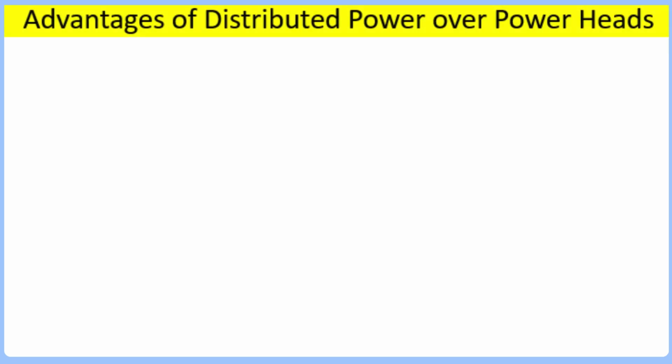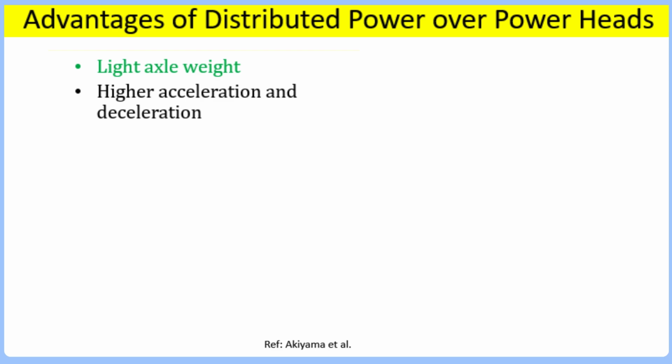There have been certain debates on the choice of the power head-based high-speed trains like the original TGVs or the distributed power-based rolling stocks like the Shinkansen. There are numerous advantages of distributed power rolling stock over concentrated power heads. They have smaller axle load. They have high acceleration and deceleration due to a large number of driving axles. There is more cabin space as there are no locomotives.